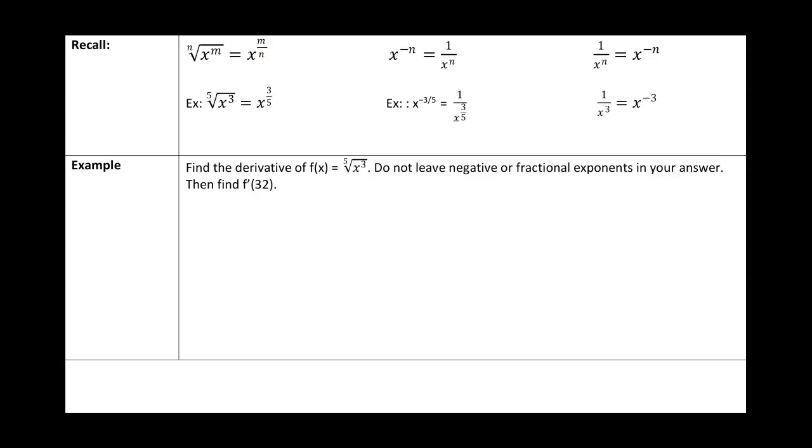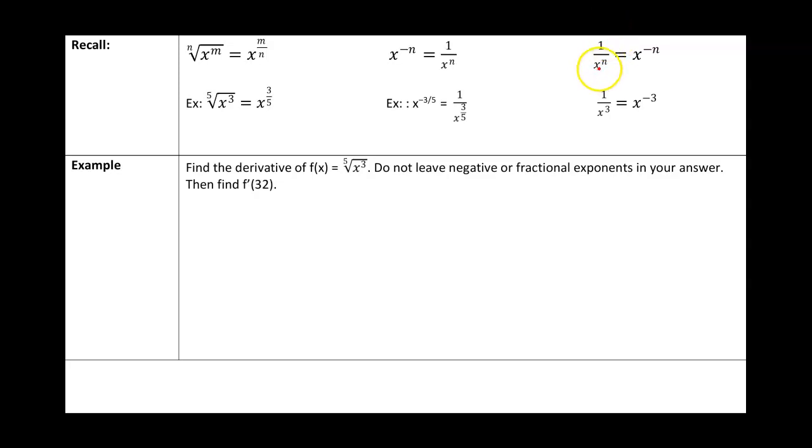Another rule of exponents is if you have x to the negative n, anytime you have a negative exponent, we can make it positive by moving it to the other side. So if it's in the numerator, move it to the denominator. If it's in the denominator, move it to the numerator. So x to the negative n is equal to 1 over x to the n. Okay. Now on the flip side, if we have 1 over x to the n, sometimes we're going to have an exponent in the denominator, and we're going to want to move it to the numerator for differentiation. So anytime you move from the denominator to the numerator, or vice versa, the sign changes.